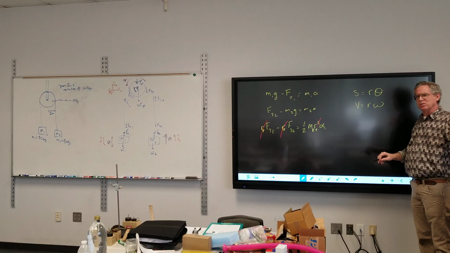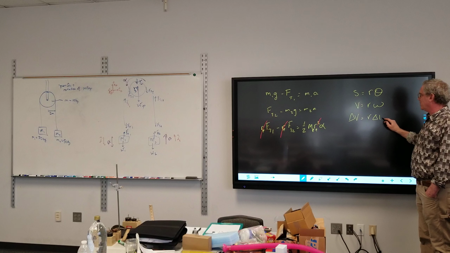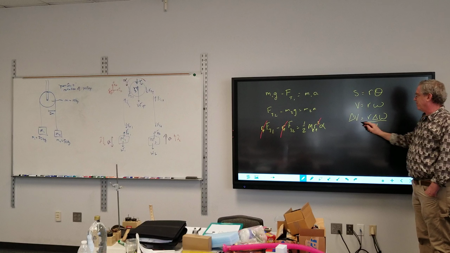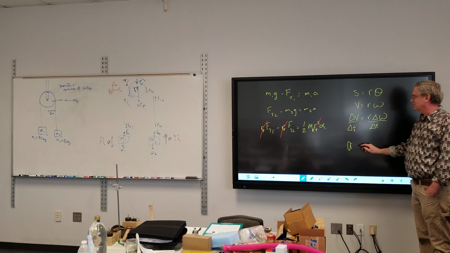A divided by R equals omega. V divided by R equals omega. Okay, but if I did the change in V is equal to R times the change in omega, and then divide both sides by time, that's acceleration.